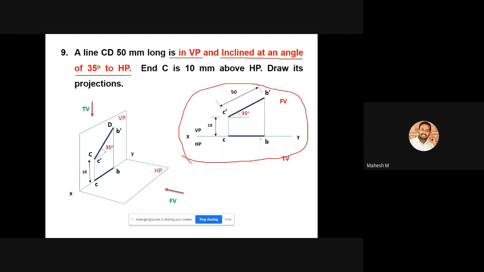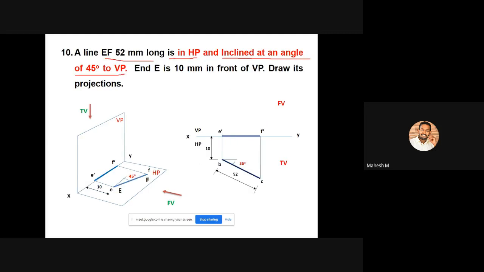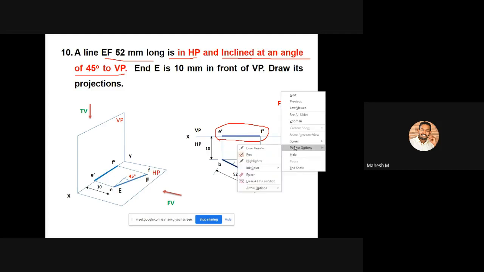In our previous problem, we got the top view exactly on the reference plane because the condition is in VP. So here it is in HP. That means you'll be getting the front view exactly on the reference line. So in this problem, you have to draw the top view first.